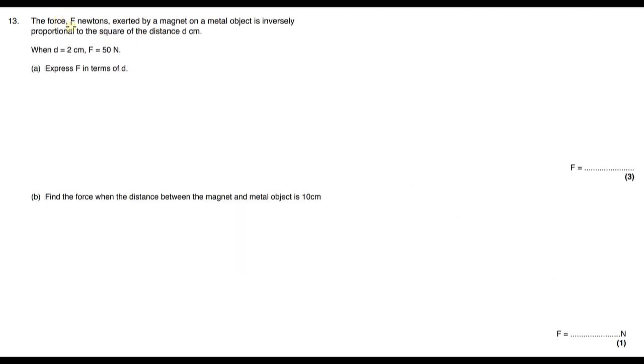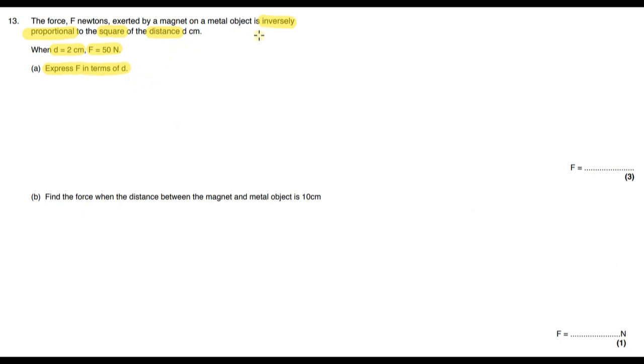Question 13. The force, F newtons, exerted by a magnet on a metal object is inversely proportional to the square of the distance, d centimetres. And we're told when d is equal to 2 centimetres, F is equal to 50 newtons. And part A, we need to express F in terms of d. So we need to write a formula for F in terms of d.